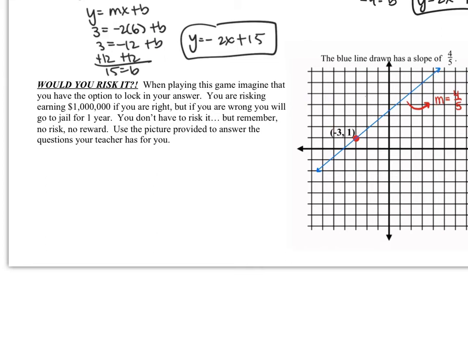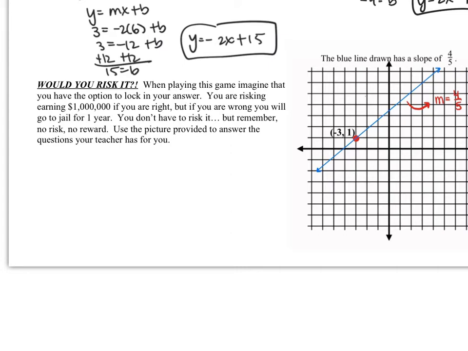So the first thing I want you to decide is, if you're going to answer the question, you're always going to answer every question, but would you be willing to risk your answer? If you get it right, you could earn $1 million, and if you get it wrong, what you're risking is going to jail for a year. So you don't have to risk it every time, but you at least do have to answer, and you could decide not to risk your answer. So the first question that I'm going to ask you is, what is the color of the line?